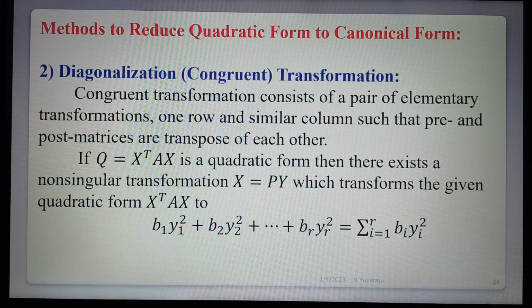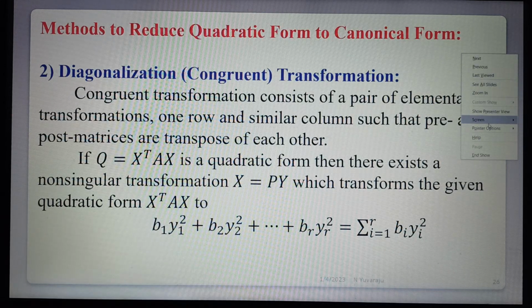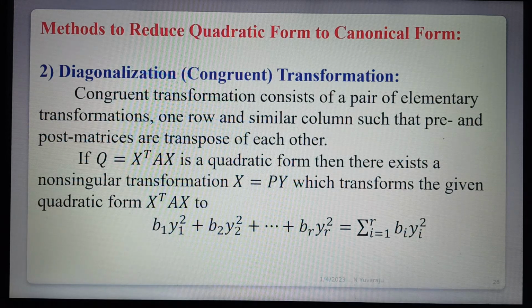If Q is equal to X transpose AX is a quadratic form, then there exists a non-singular linear transformation X is equal to PY. Already I told you in the previous lecture, X is equal to PY. This is a linear transformation, and P is a non-singular matrix which transforms the given quadratic form X transpose AX to a canonical form.